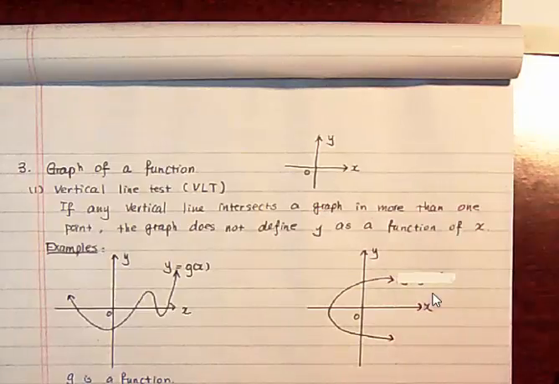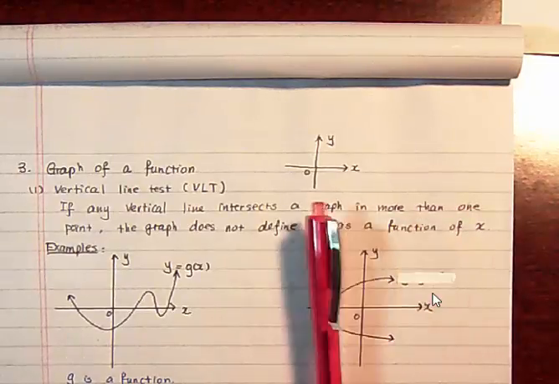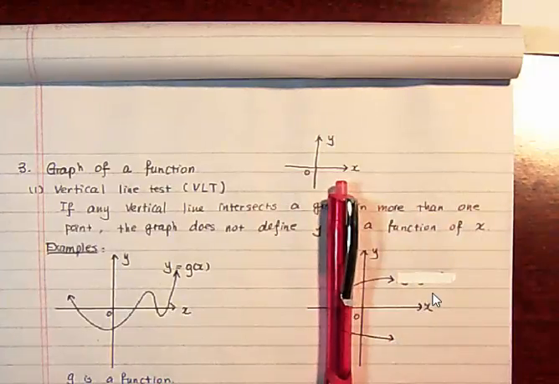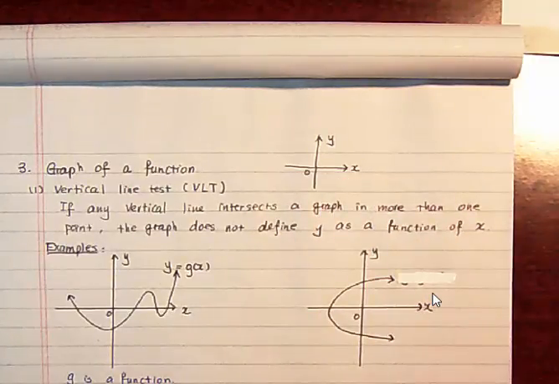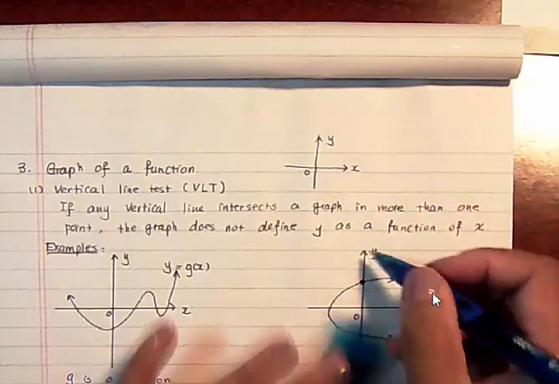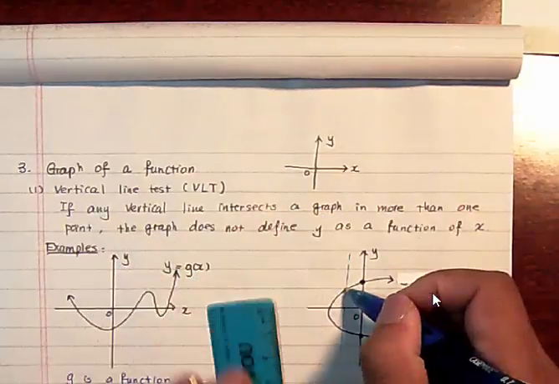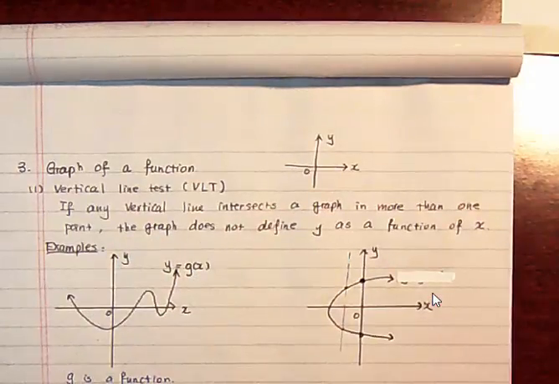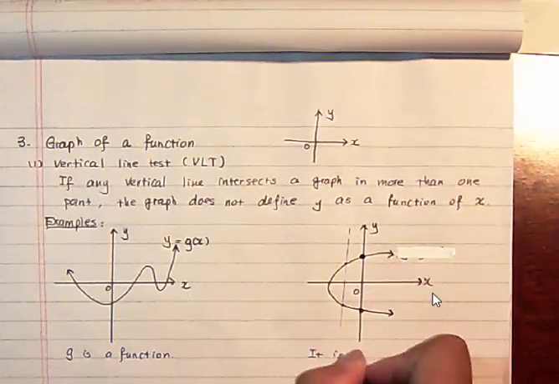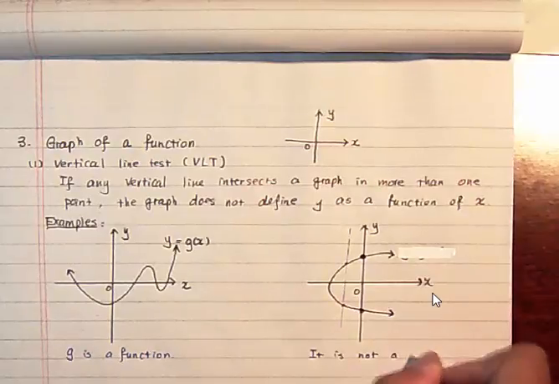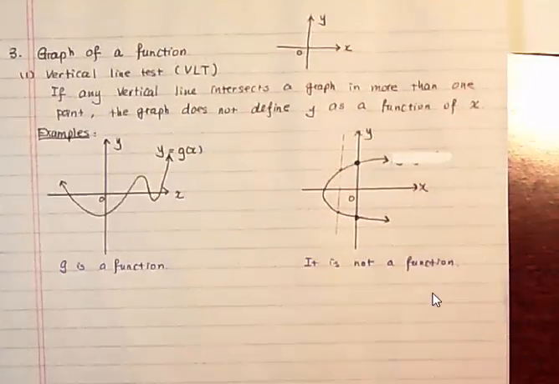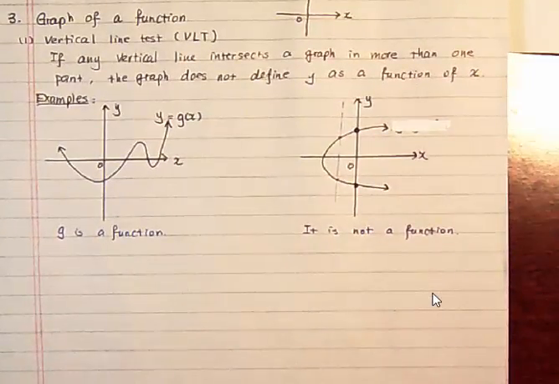Okay, ignore that notation. Now in this case, you can see if I pass a line, any of these lines after this point, it intersects the graph in more than 1 point, with 2 points, right? For instance, if you have a line right here, then it intersects in more than 1 point. Therefore, I can conclude this one is not a function. Let's take a look at one more.